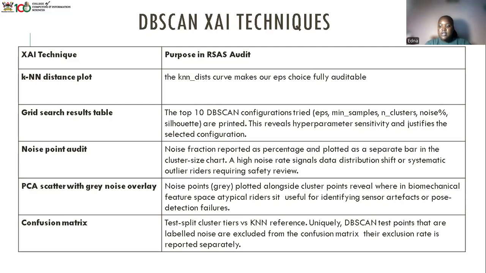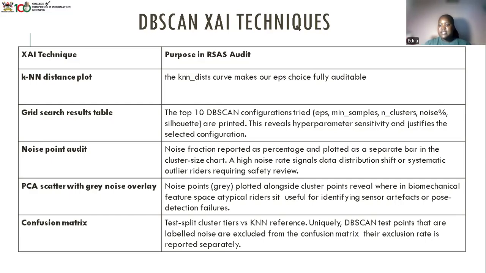The grid search results table then prints the top 10 DBSCAN configurations showing the neighborhood radius, min samples, number of clusters, the noise percentage, as well as the silhouette score, which justifies our chosen configuration, and this is present in our notebook. The noise point audit reports the fraction of riders labeled as noise as both a number and a bar chart, whereby a high noise rate would signal sensor artifacts or data distribution shift.